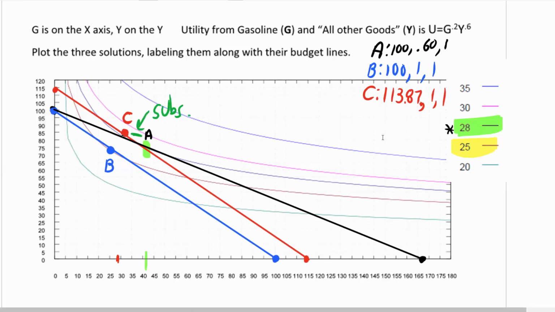Between C and B, however, you see what we're doing is we're sliding this red budget line back to B, which means it's a parallel shift. We're changing the income. So between C and B, that is the income effect.